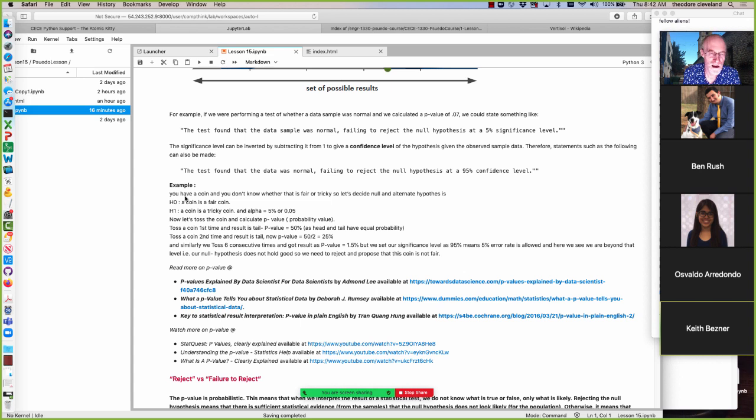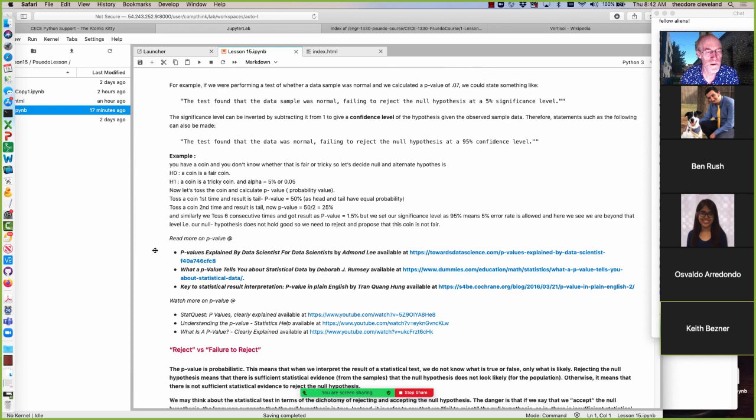And if we toss it 6 times in a row and we get tails every time, at that point our p-value is 1.5%. But we set our rejection value at 5% error rate, and so we're beyond that. We have a much different error rate than we would expect for a fair coin, and so we would conclude that this coin is not fair and we reject it. Now we're gonna show functions that perform the work for us.